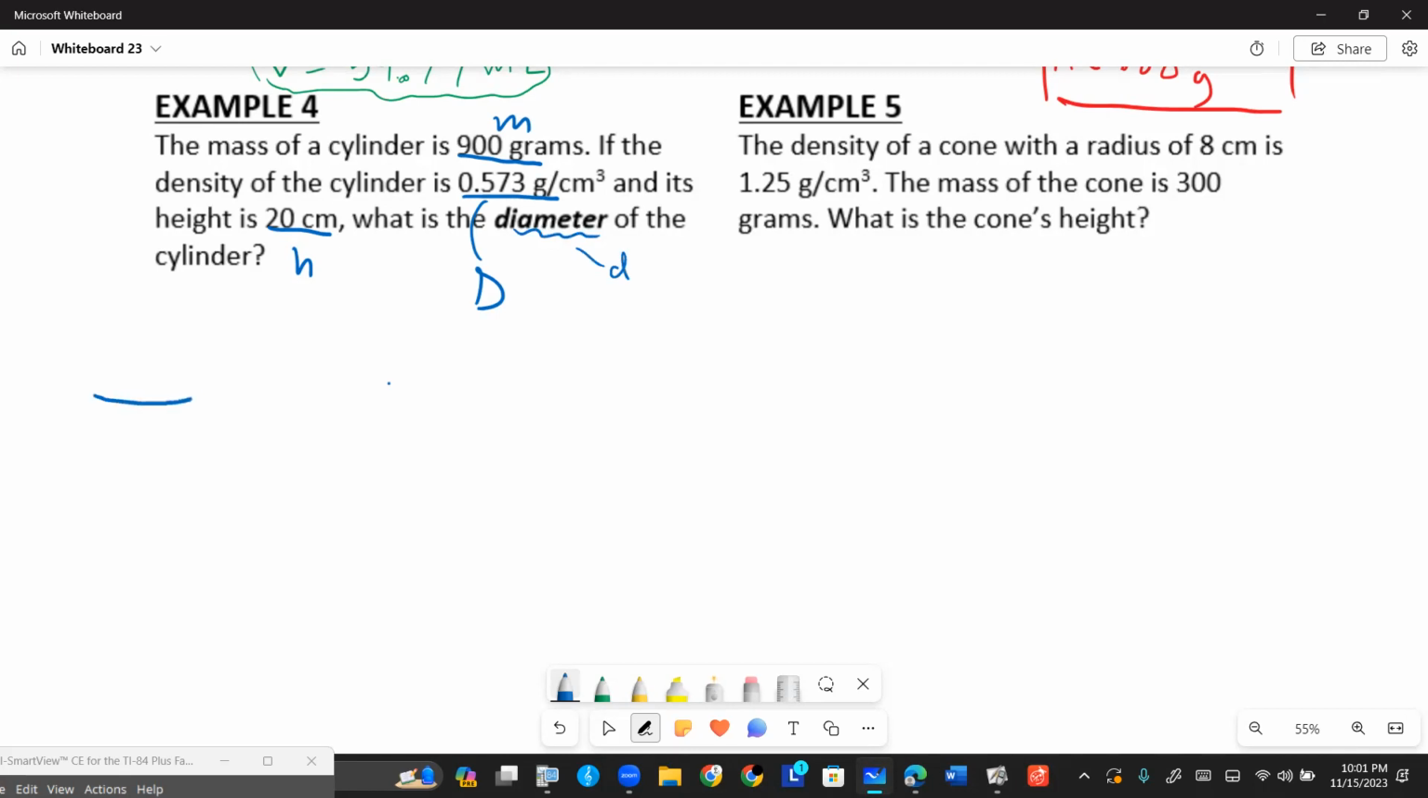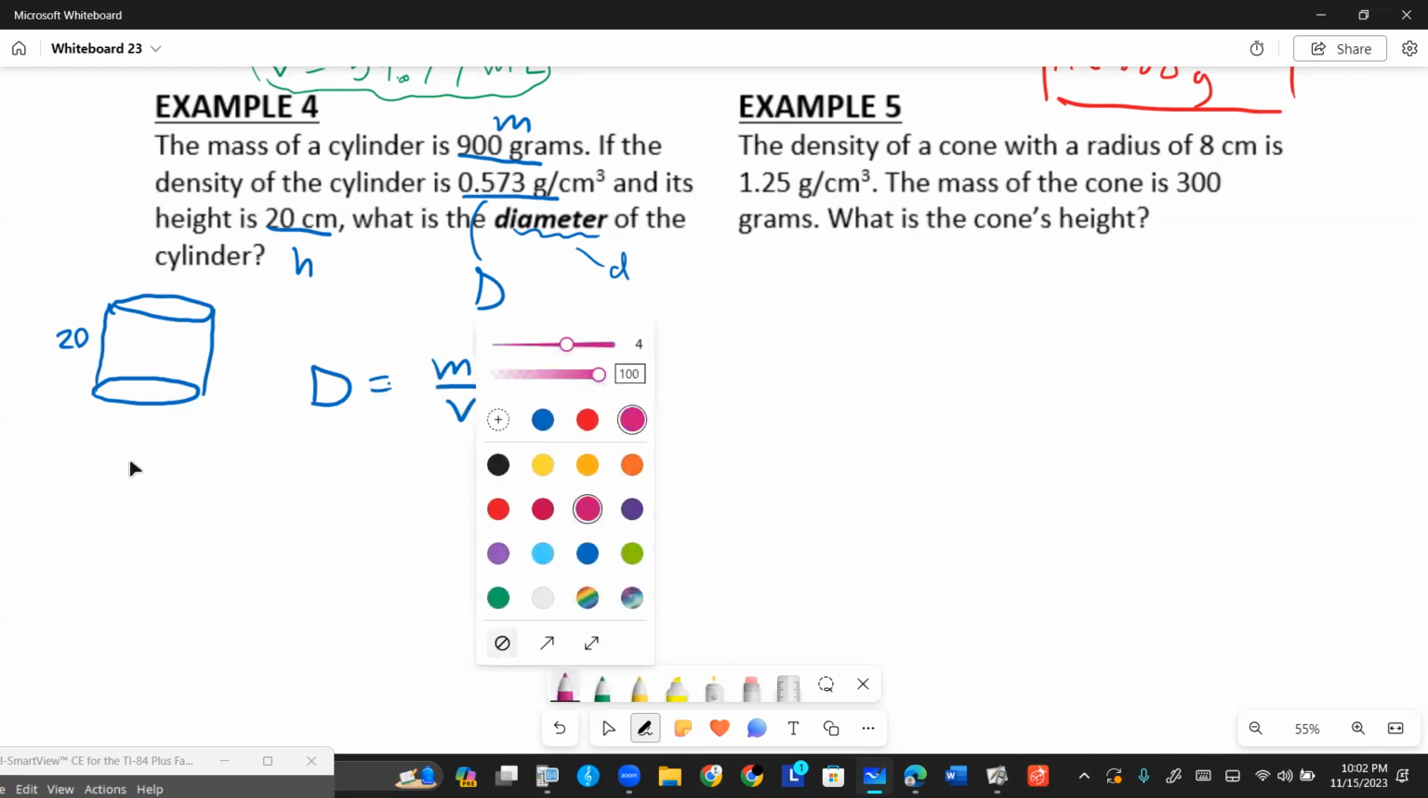Remember, a cylinder is a circular base with a height. And what we're given in this problem is the height of 20. And we know the mass is 900 and the density is 0.573. So let's look at the density formula that we're going to use. D equals M over V. We should have two of those three things in there. We'll plug in what we know.